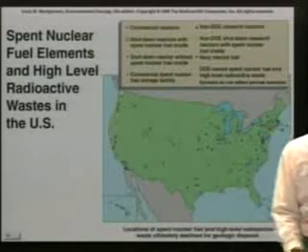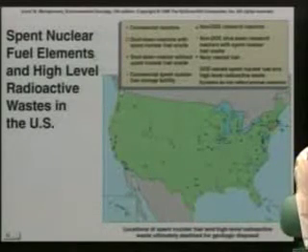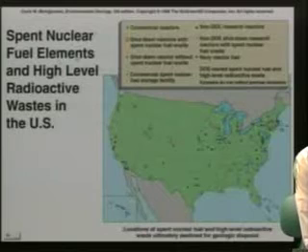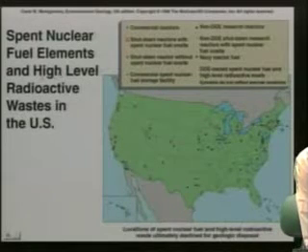So there's lots of interesting parts on this map of the United States. It says spent nuclear fuel elements. I mean, that's all the stuff related to it. And high-level, the worst stuff, radioactive waste in the United States.